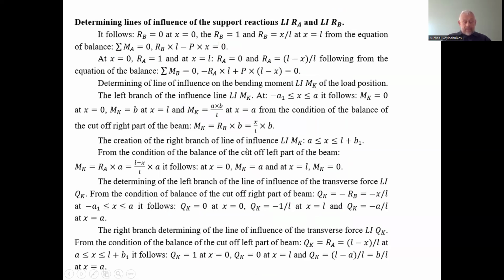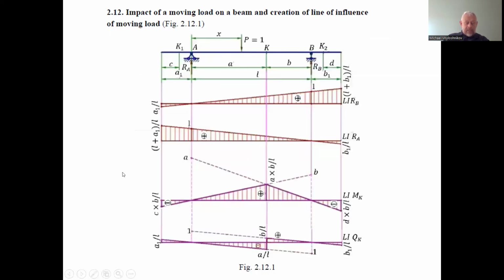From the condition of balance of the cutoff left part of the beam, we have to substitute the reaction R_A acting from the left part when we cut it off, so we have the balance of the left part. R_A times the arm to the point K, which is A.